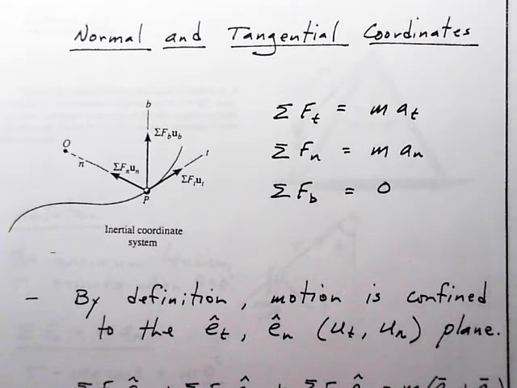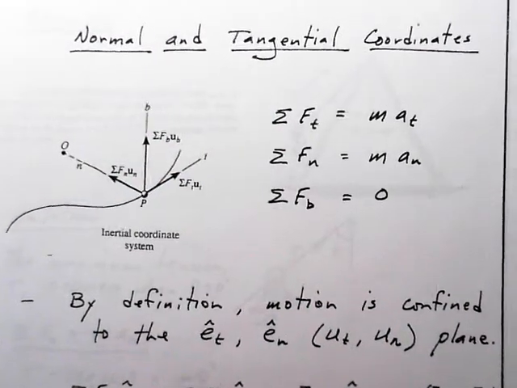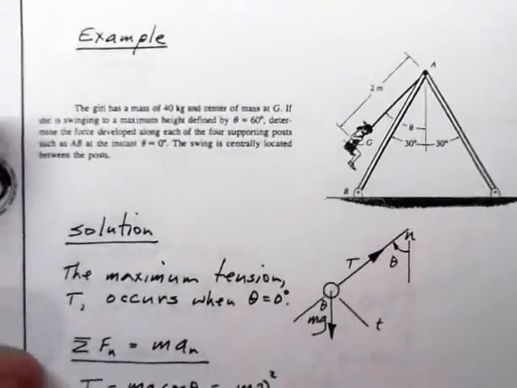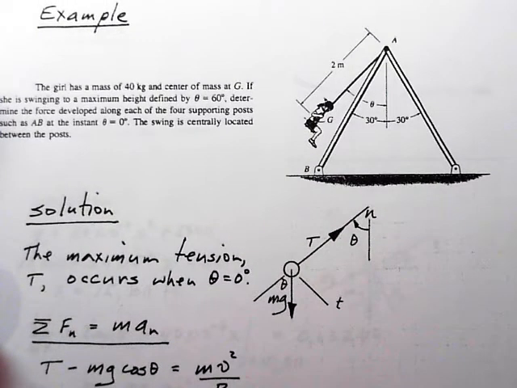For the next examples that we're going to work to finish them out today, we'll be working in the normal and tangential coordinates, and we talked about that last time in class. So let's see what our first example is, and it's the swing problem. And we talked about the swing problem briefly in class. Take a look at the picture.